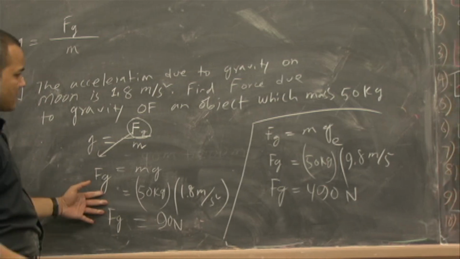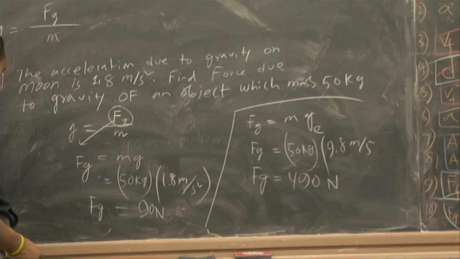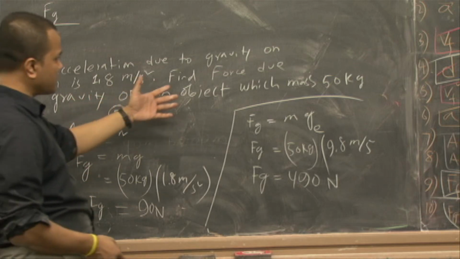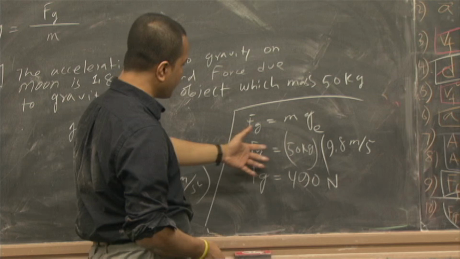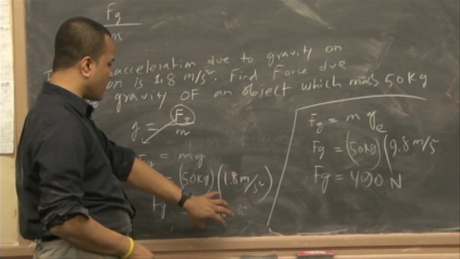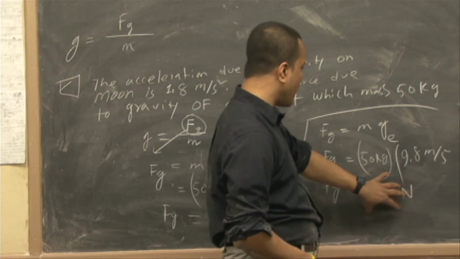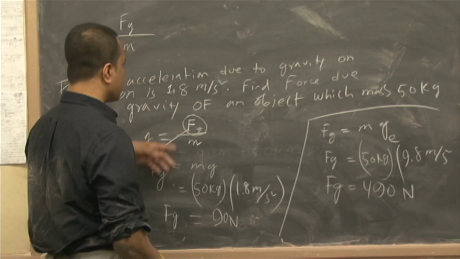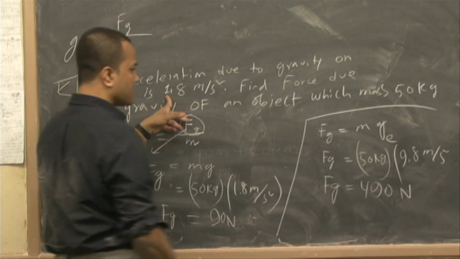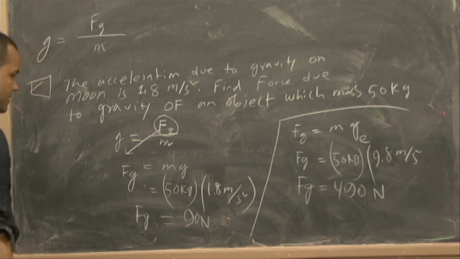So we see that the same object on the moon and on the Earth is not the same thing. In fact, the force due to gravity on the same object, if it is on the Earth, is much higher than if it is on the moon. Why? Because the Earth's gravity is much higher. How much higher? A lot higher. The moon's acceleration is 1.8, the Earth's acceleration is close to 10. So that's why it makes a huge difference.